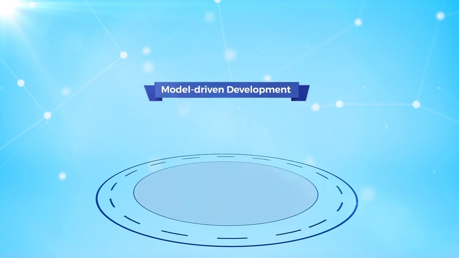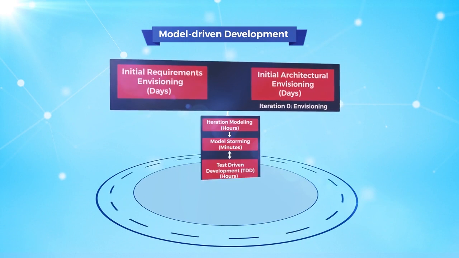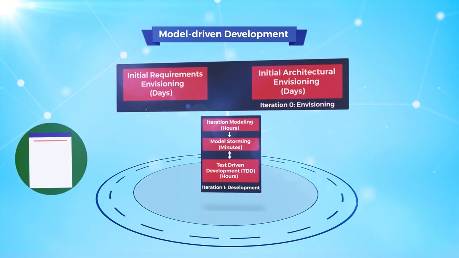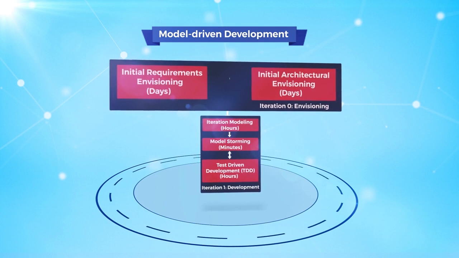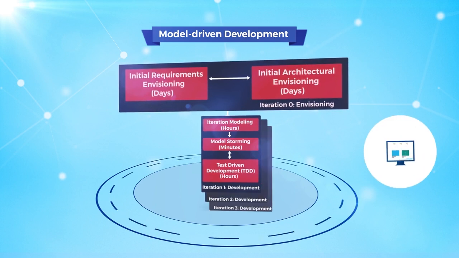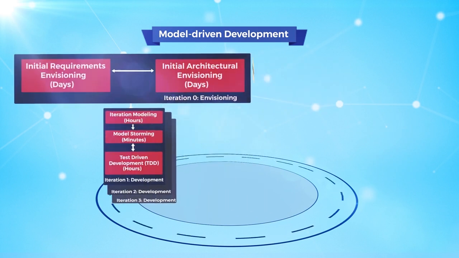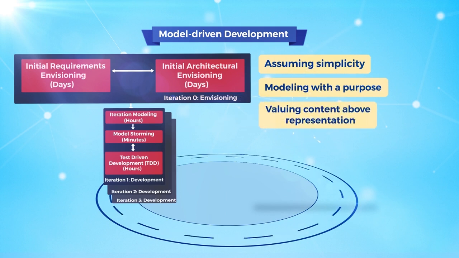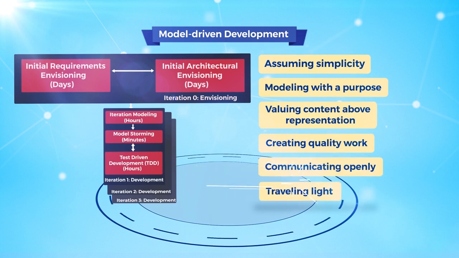Model-driven development, or MDD, requires extensive models prior to production. The Agile version of MDD, or AMDD, involves creating incremental models just to add sufficiently detailed support throughout the project lifecycle. A team can begin by developing a high-level model of the project requirements and then develop more low-level models for each iteration requirement. AMDD principles include assuming simplicity, modeling with a purpose, valuing content above representation, creating quality work, communicating openly, and traveling light.